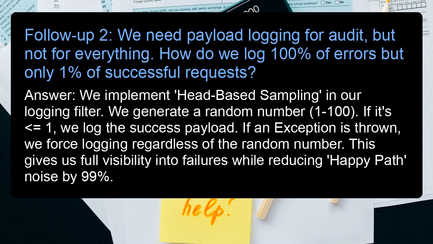Follow-up 2. We need payload logging for audit, but not for everything. How do we log 100% of errors, but only 1% of successful requests? Answer: we implement head-based sampling in our logging filter. We generate a random number from 1 to 100. If it equals 1, we log the success payload. If an exception is thrown, we force logging regardless of the random number. This gives us full visibility into failures while reducing happy path noise by 99%.